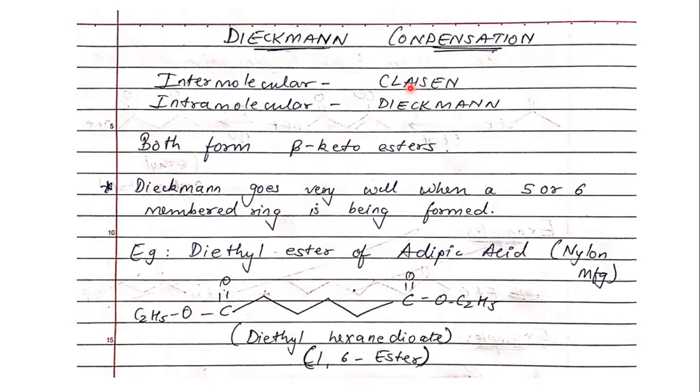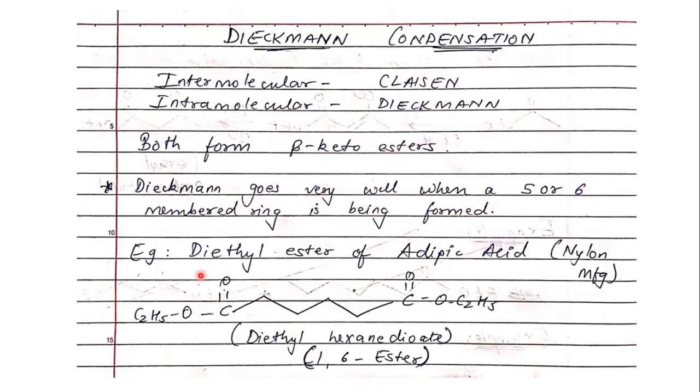Claisen condensation also gave you a beta keto ester. The Dieckmann condensation is also going to give you a beta keto ester. The Dieckmann condensation goes very well when a 5 or 6-membered ring is being formed. So this condensation reaction goes very well if in the end there is a 5 or 6-membered ring being formed as a product. The reason being the 5 or 6-membered ring is sterically a little bit more stable.